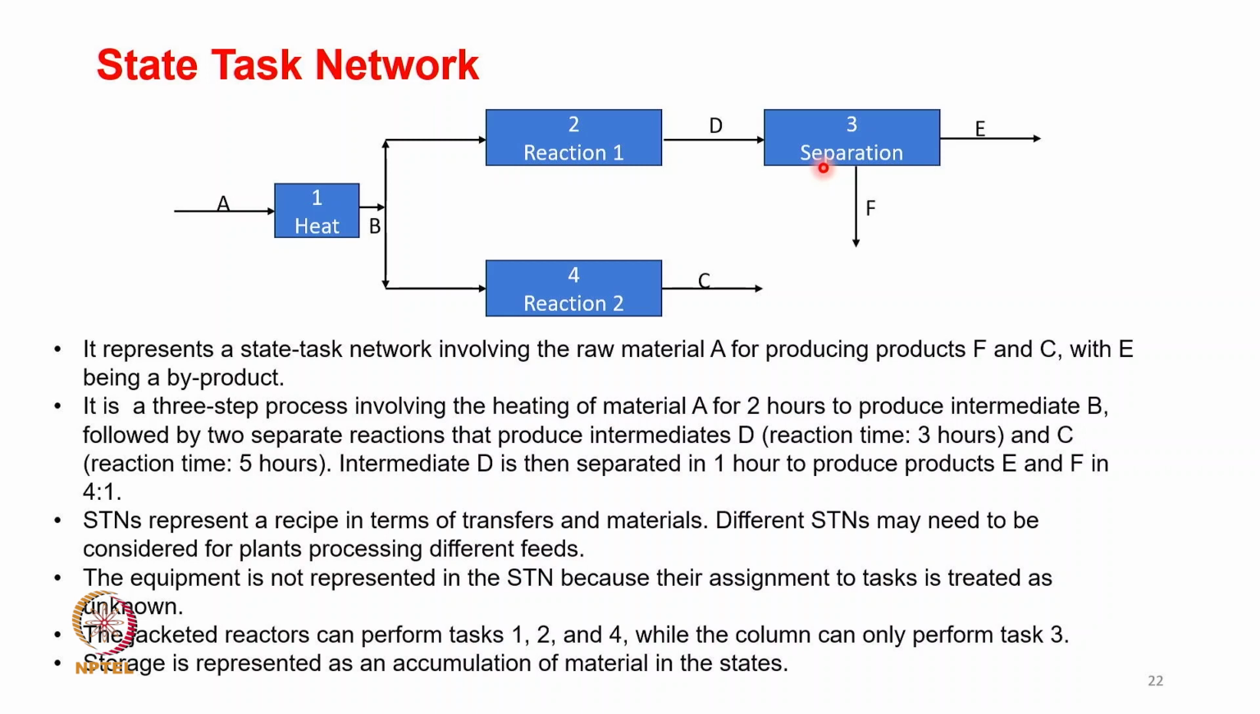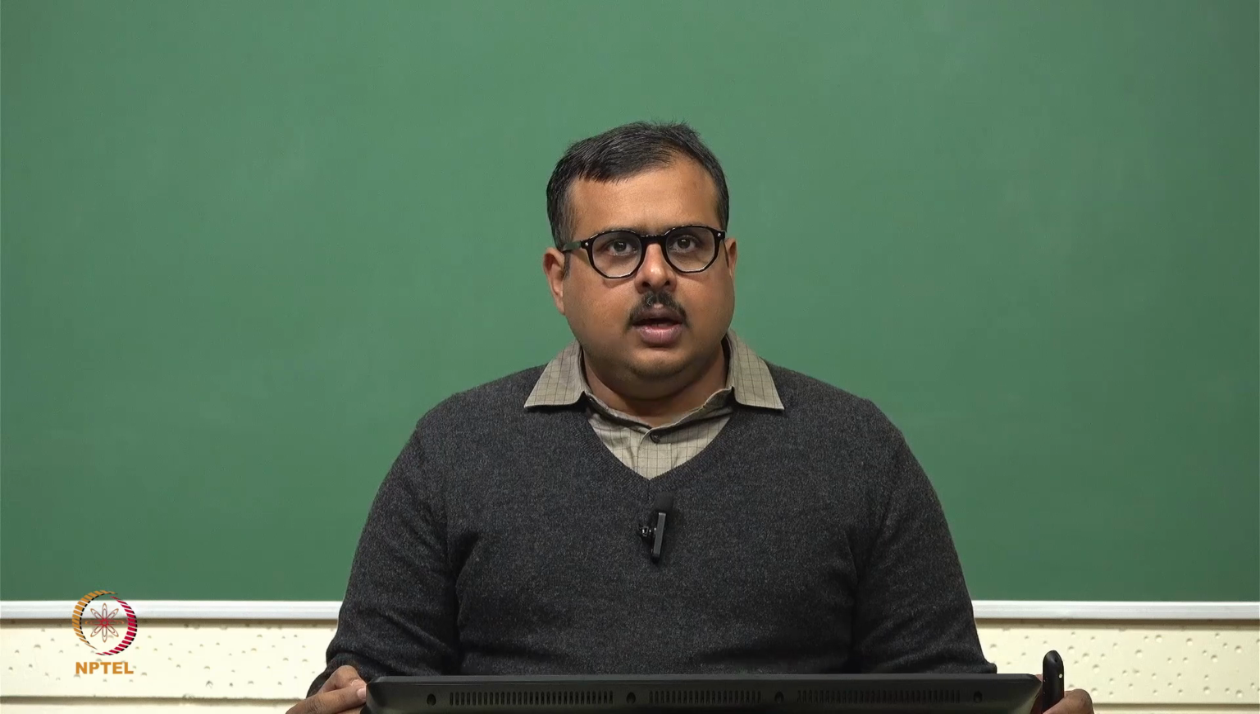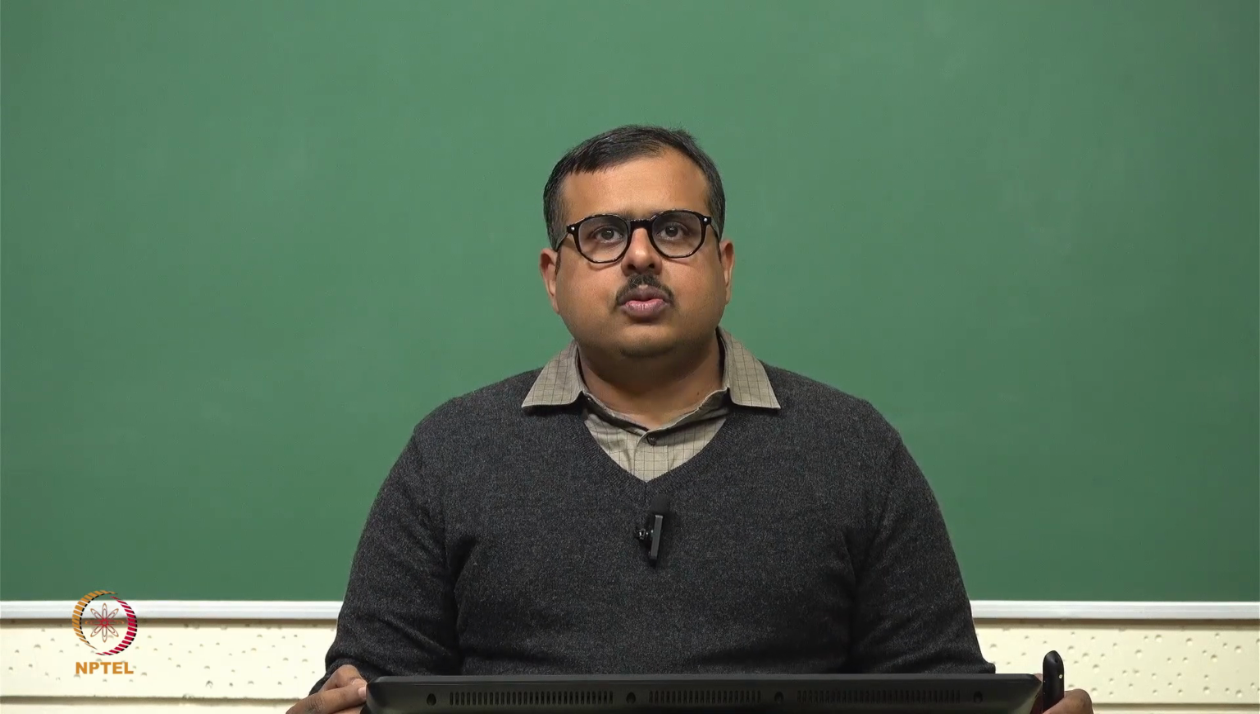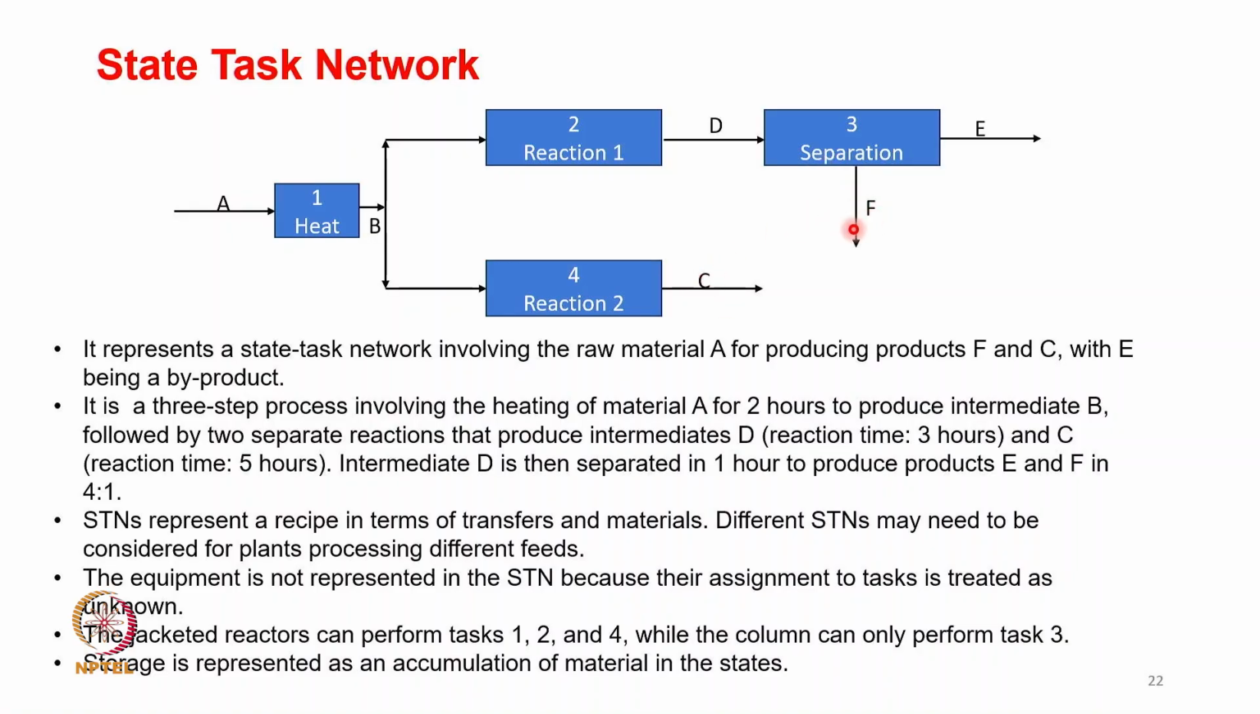F. So just to explain the schematic, this state task network represents how the raw material A in this case is used for producing product E and product F. So this is product F and this is product C, with E as another byproduct. So it's a 3-step process involving heating. At this moment you will have to heat the material, and then you have to keep it for 2 hours for the intermediate reaction, followed by separations. So it is 3 hours.